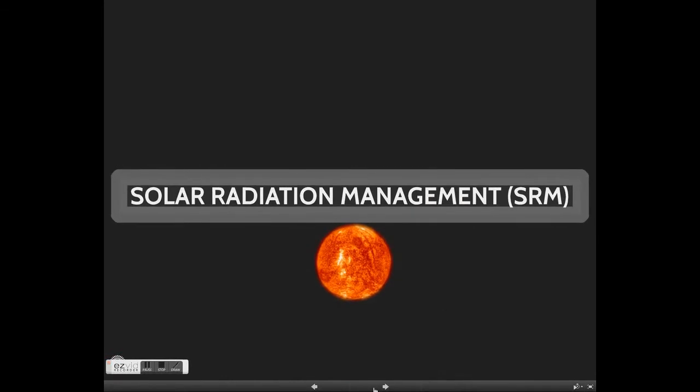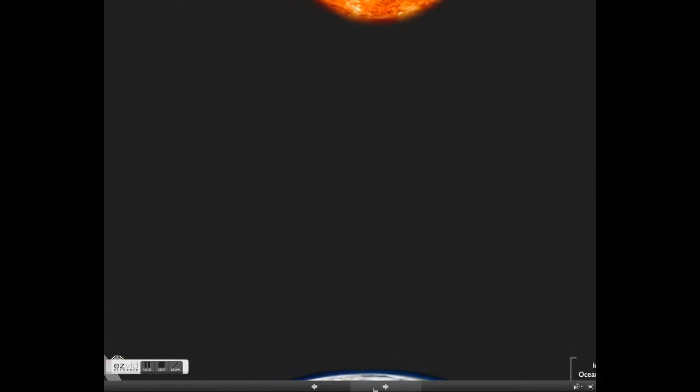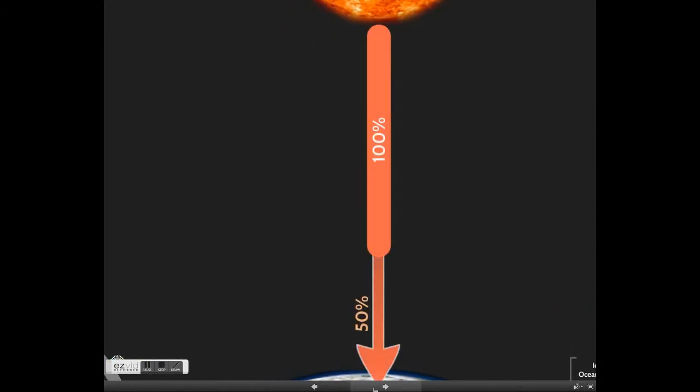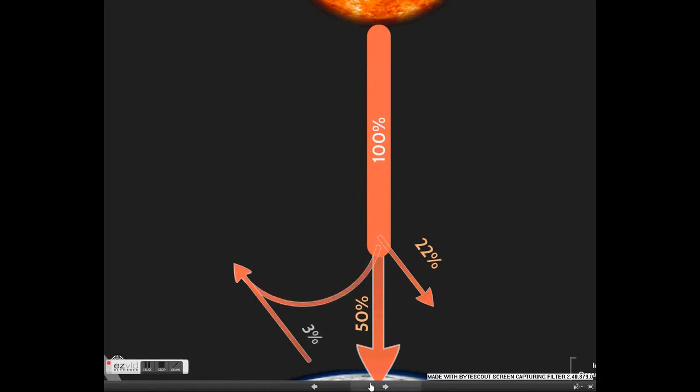Well, before we get onto that, we need to understand how much radiation the Earth is receiving from the sun. About 50% of solar radiation is actually absorbed by Earth's surface, 22% absorbed by atmosphere and clouds, 3% reflected from Earth's surface, 20% reflected by clouds, and 5% reflected by the atmosphere. And together, only 50% is reflected.